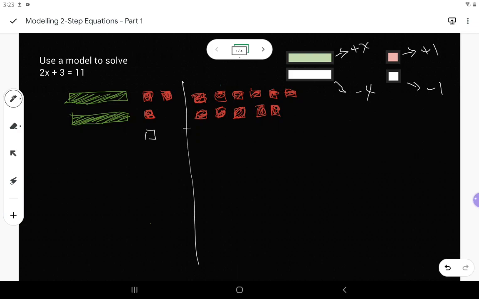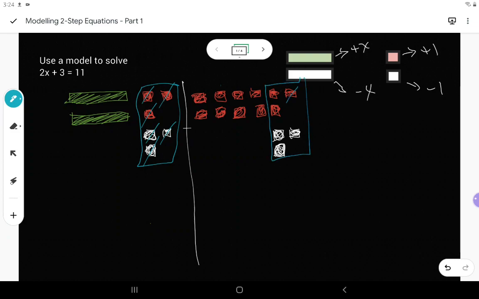So the way to get rid of 3 red tiles is, remember, I put in my opposite, which is 3 white tiles. But because of my equal sign, I need to treat both sides equally. When I add something onto one side, I have to do the same on the other. On the left-hand side of our equation, I get a nice zero pair. Those 3 reds cancel with the 3 whites. I can cross them out one at a time. And on the right-hand side, the same thing happens. Those cross out, these cancel, these cancel.